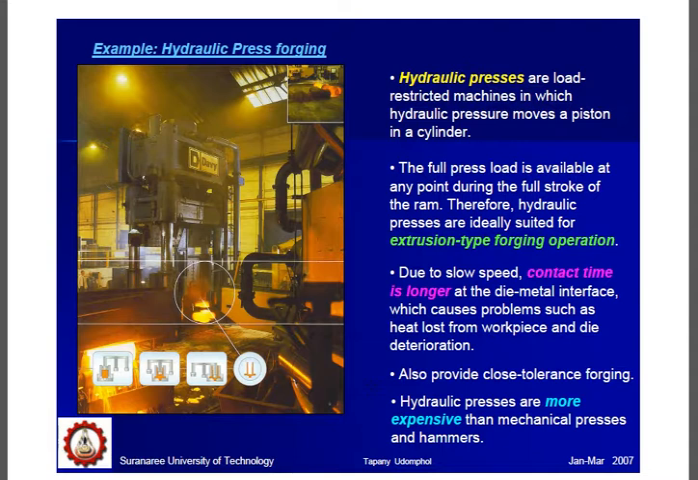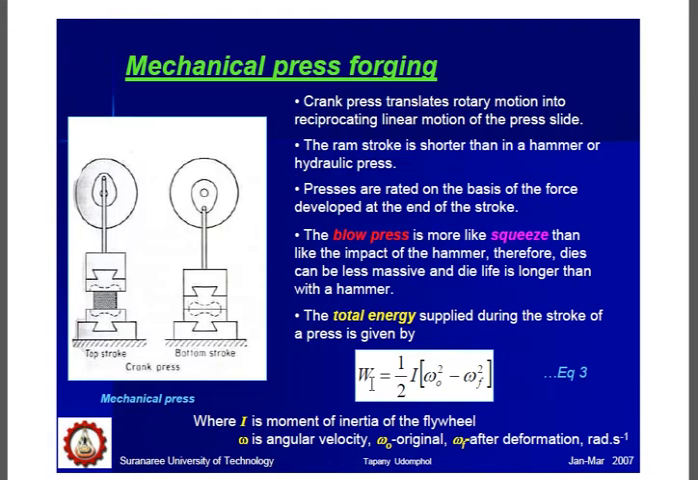Due to slow speed, contact time is longer at the die material interface, which causes problems such as heat loss from the workpiece and die deterioration. It also provides close tolerance forging. Hydraulic presses are more expensive than mechanical presses and hammers. Mechanical press forging.